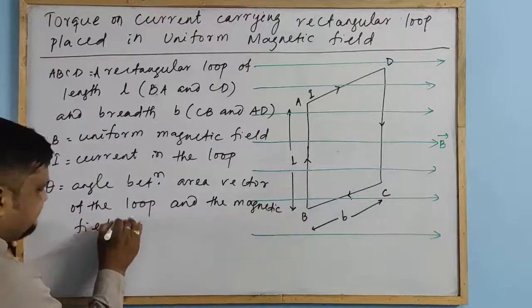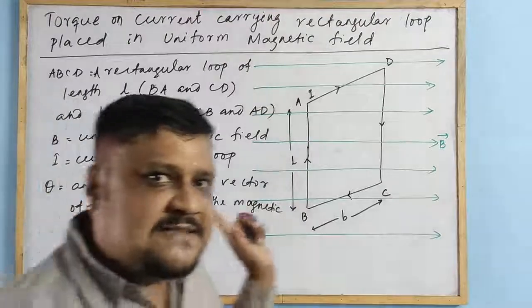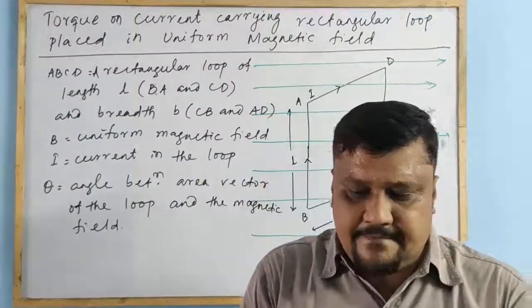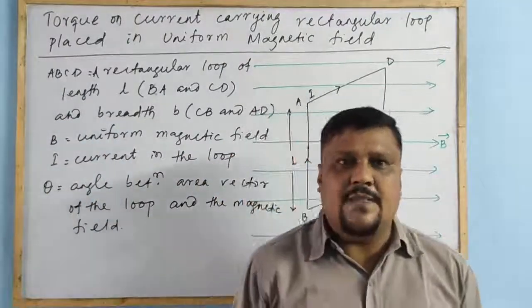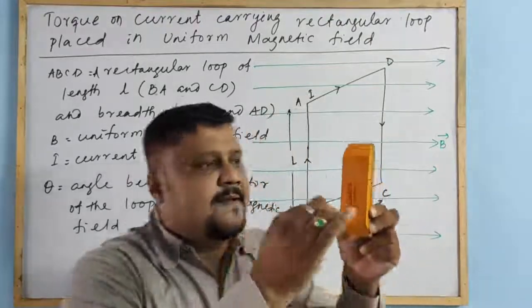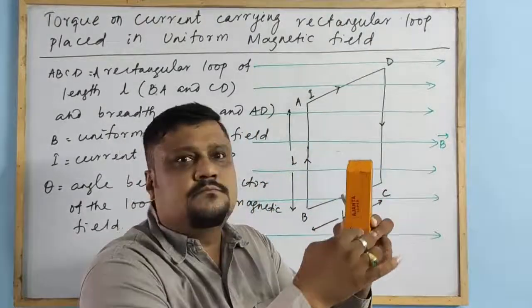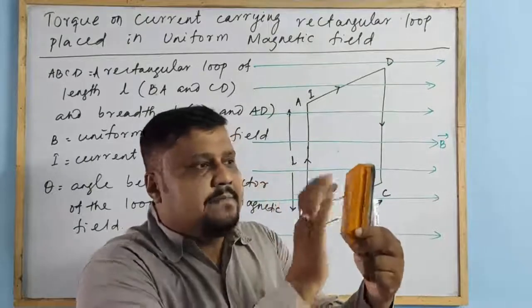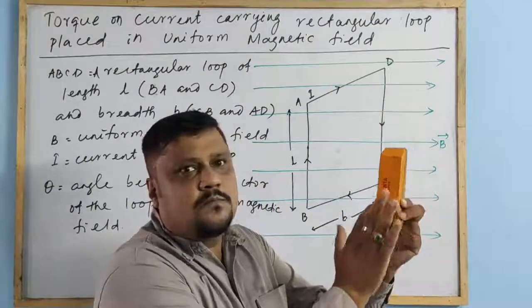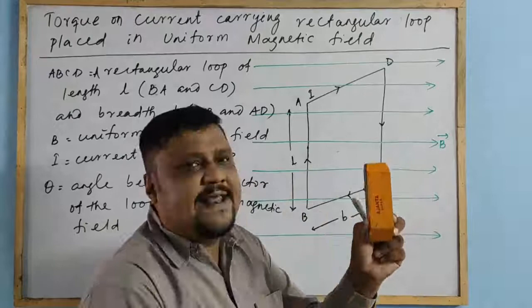Well students, remember this theta. Theta is the angle with the area vector of the loop. Now let us think that this is the loop. Clear? If this is the rectangular loop, what is its area vector?